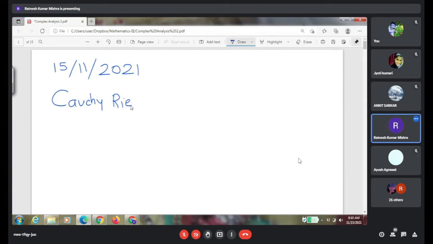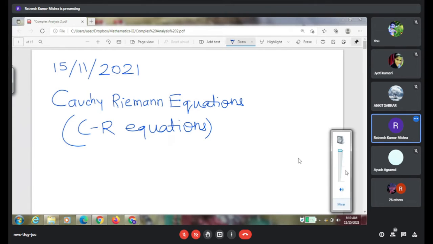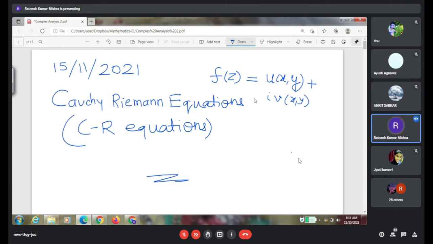Cauchy-Riemann equations. In short, we will say these are the CR equations. Suppose f(z) is any complex function, we write it this way: f(z) = u(x, y) + i v(x, y), where u and v are both functions of x and y.